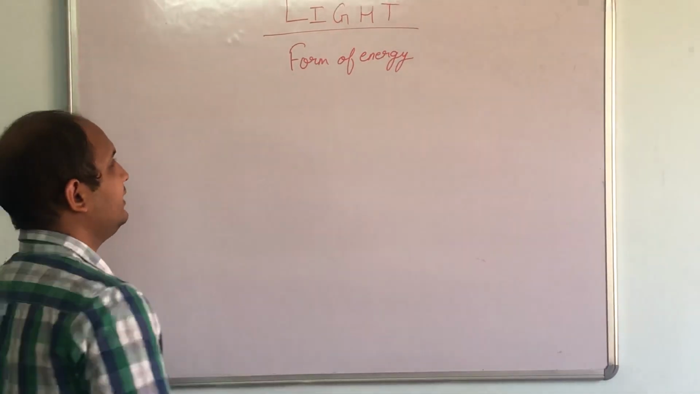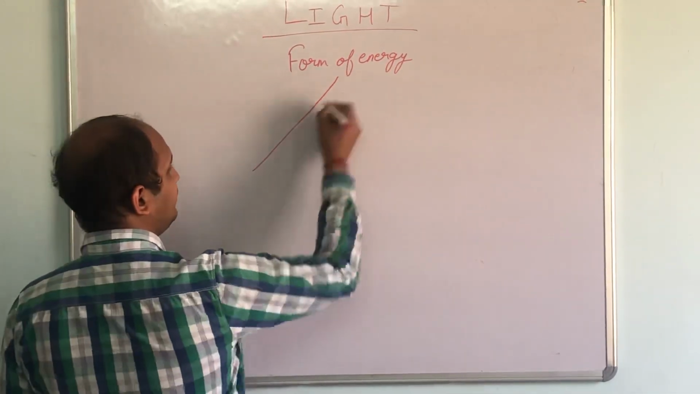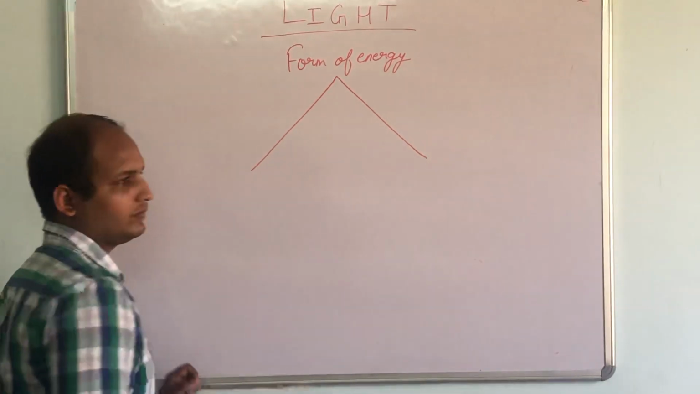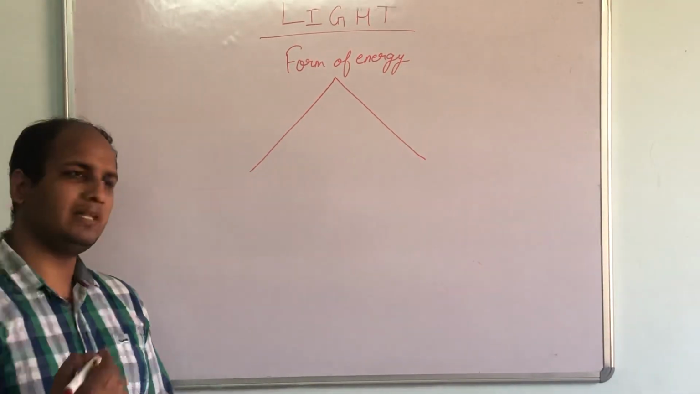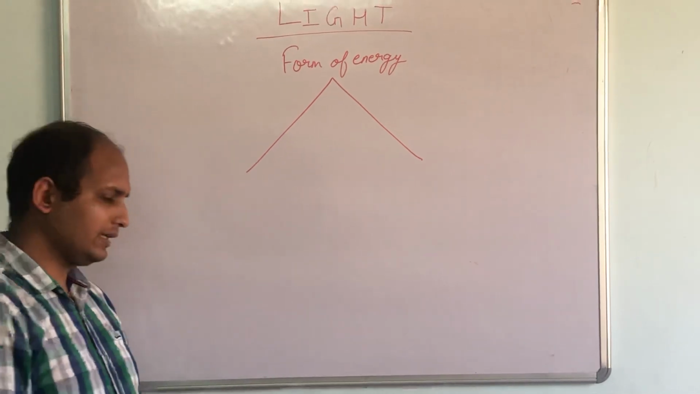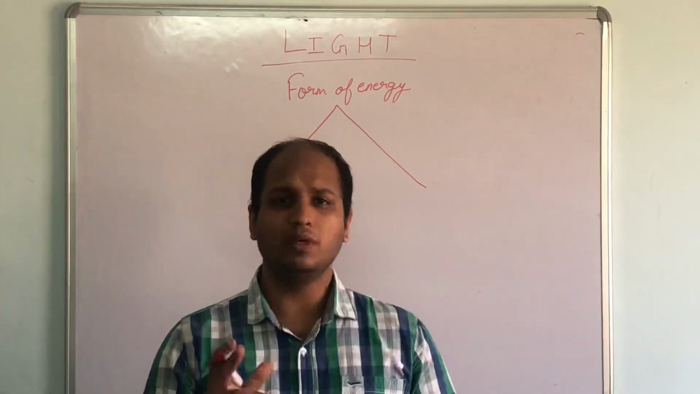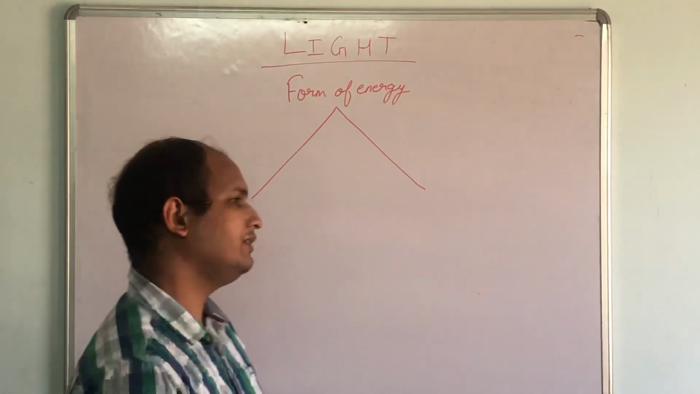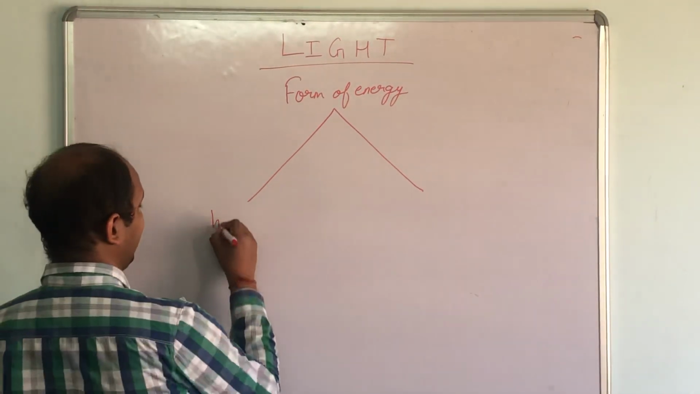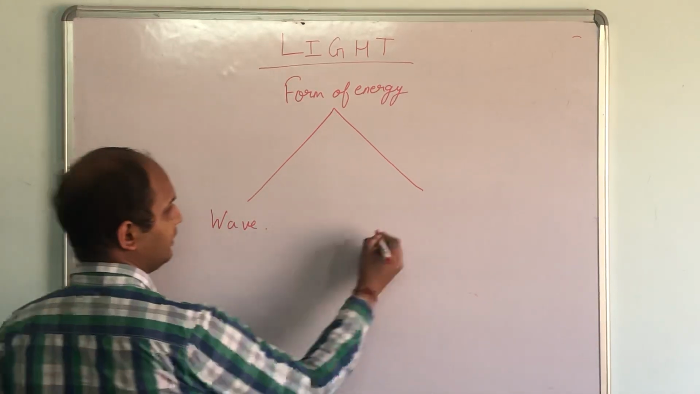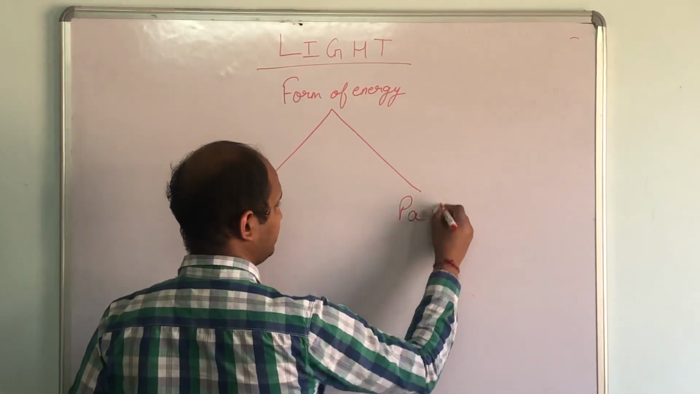Okay. Now light is a form of energy. It has basically two types of nature. Now what do you mean by the nature of the thing? That is, light travels in the form of wave or light travels in the form of particle. So light travels in basically both the forms. Light has wave nature as well as particle nature.